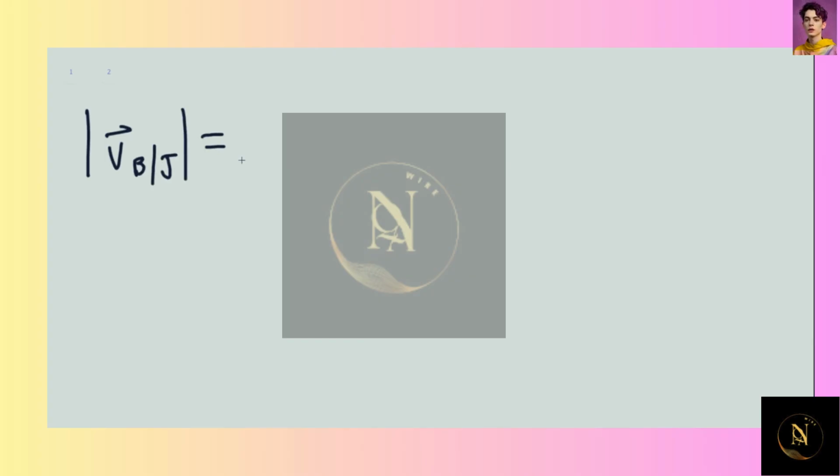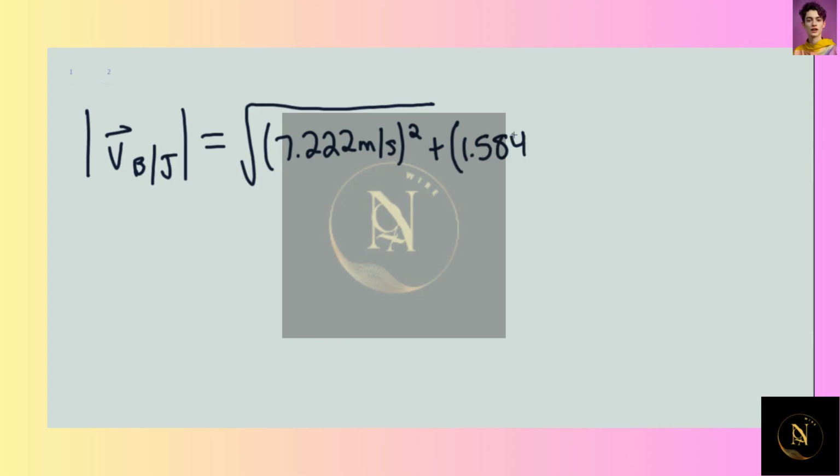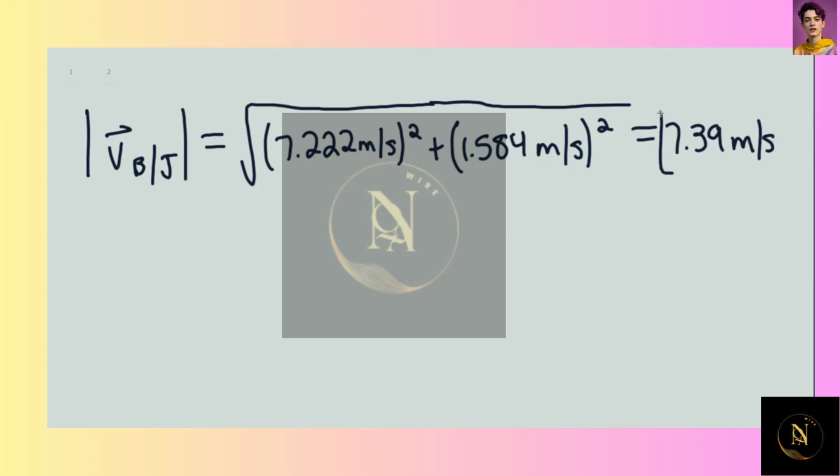So essentially, we can find the magnitude of the velocity of the ball relative to Juan, and this would be equal to the square root of 7.222 meters per second quantity squared, plus 1.584 meters per second quantity squared. Taking the square root, this equals 7.39 meters per second. This would be the magnitude of the velocity of the ball relative to Juan.